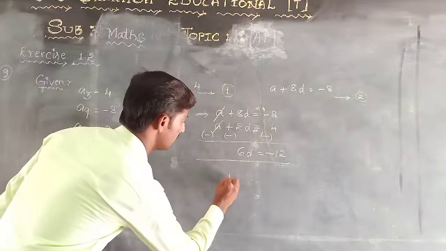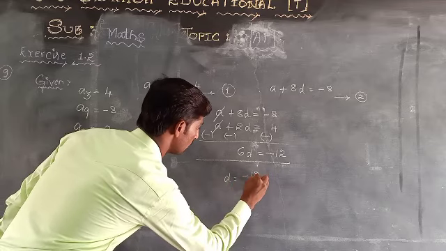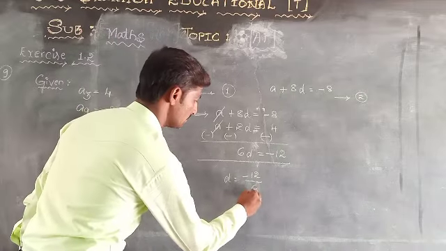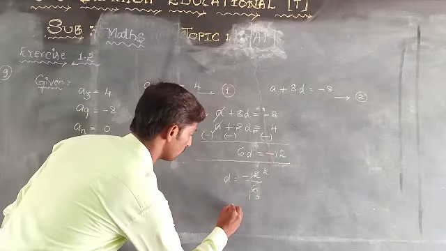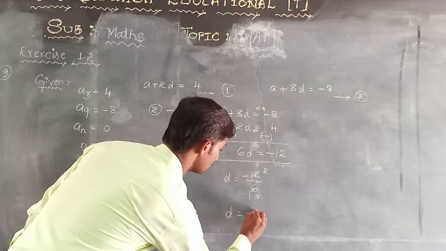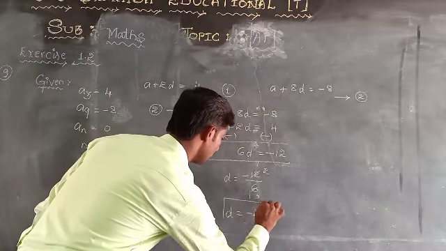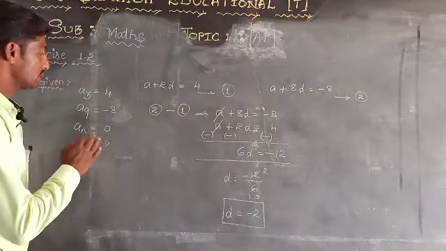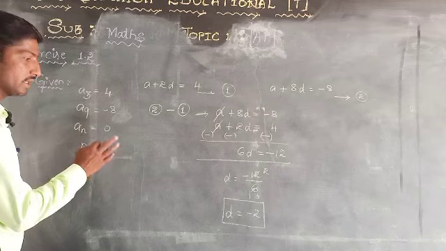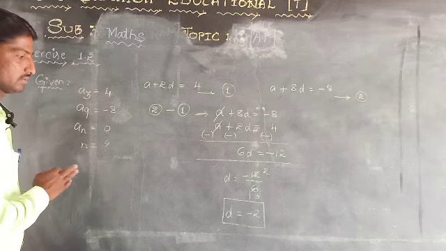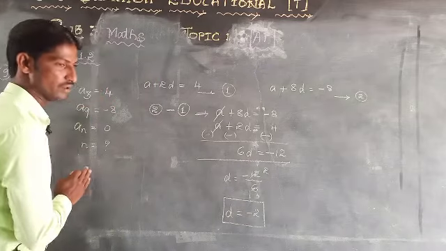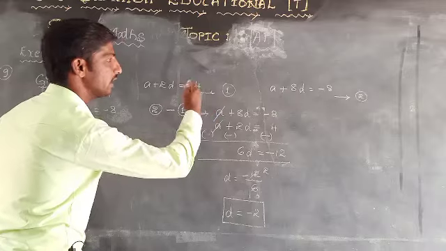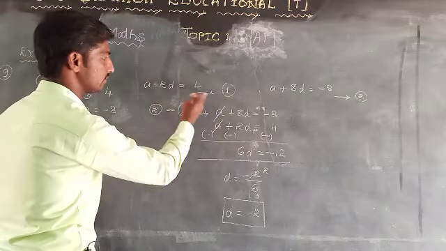Next, d is equal to minus 12 divided by 6. By cross multiplication, 6 ones are 6, 6 twos are 12. Therefore d is equal to minus 2. The common difference of that sequence is minus 2. To find the n value, we need the d value and the a value. Now I have found only the common difference d. I need to find the a value. Just substitute the d value in any one equation. Now I will take equation number 1.